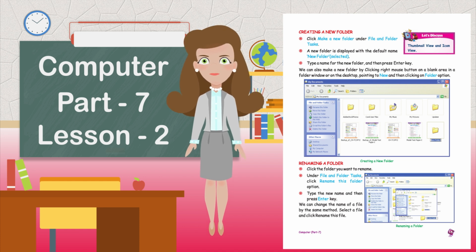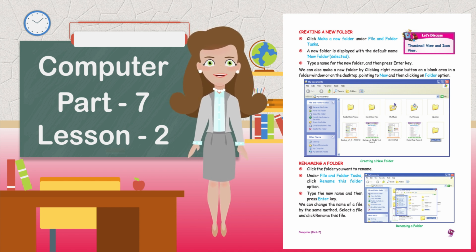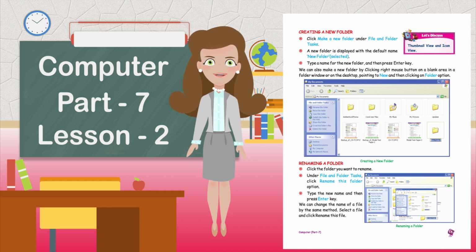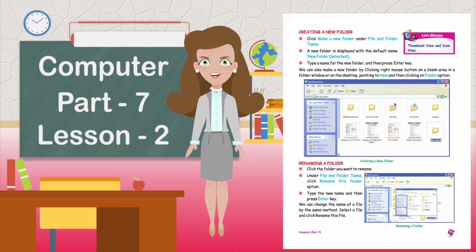Renaming a folder. Click the folder you want to rename. Under File and Folder task, click Rename this folder option. Type the new name and then press Enter key. We can change the name of a file by the same method. Select a file and click Rename this file.